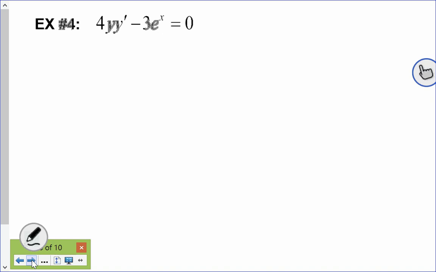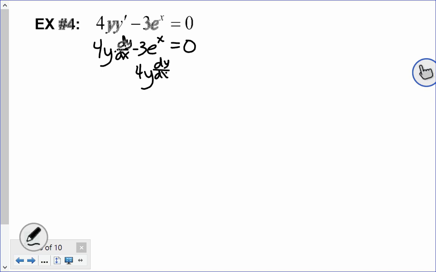All right, so this one is written with a y prime in there, so be careful. You might want to rewrite it dy dx so that you can see what's going on here. So I want to split things. Well, this time I've got some addition that I need to get rid of. So I really want to leave 4y dy dx on the left and move the negative 3 e to the x to the right. So I'm going to add 3e to the x. So now I've got y on the left and x on the right, and I just need to move my dx. So the left is 4y dy, and the right is 3e to the x dx.